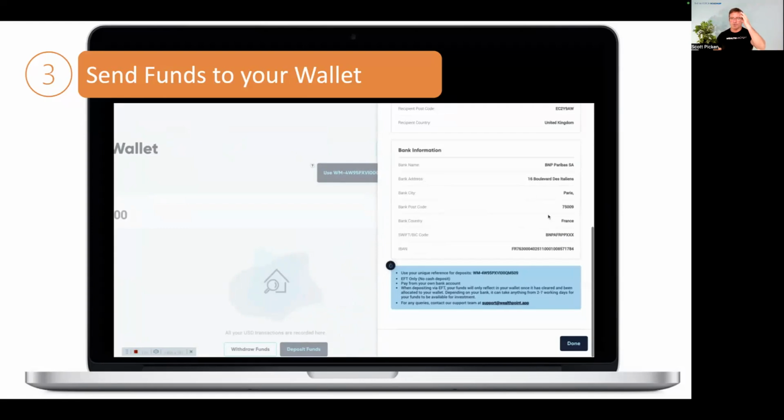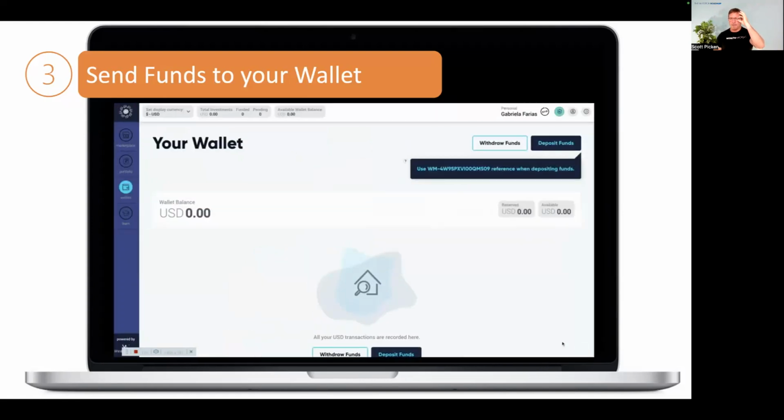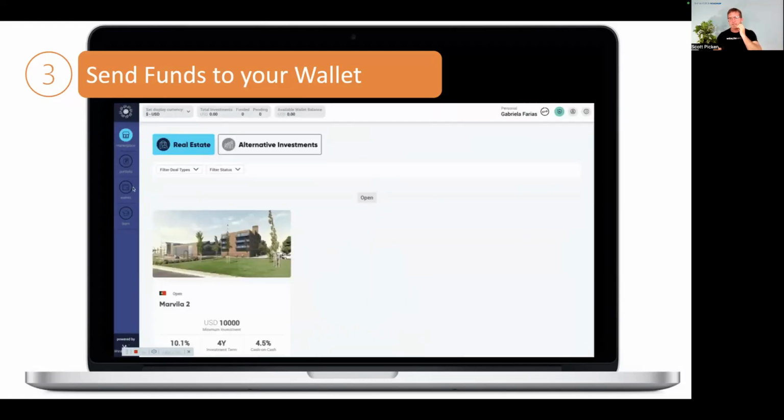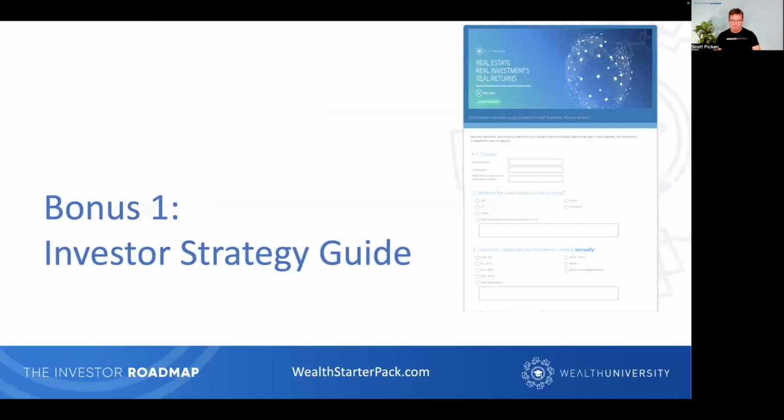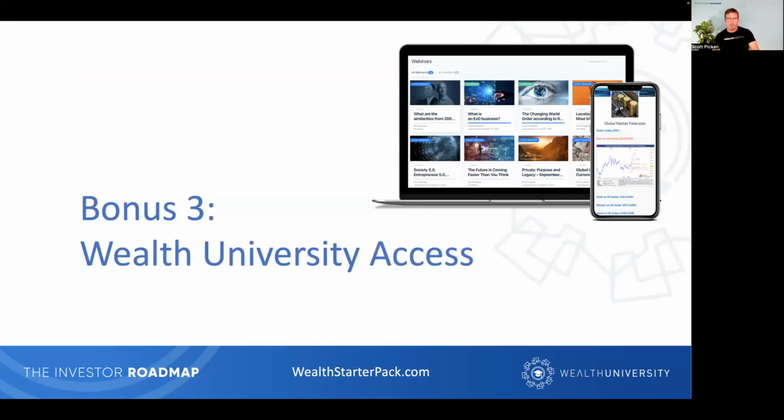Yes, and that's where the $100 of the starter pack is paid back into your wallet, 100%. So you're 100% right. Just some bonuses that we'll give for people that sign up to the platform. We'll give you an investor strategy guide. We'll give you access to our e-wealth pack, and we'll also give you access to the Wealth University for free. So they're all just little benefits by literally signing up that we will give you.